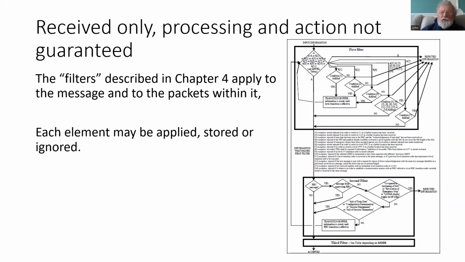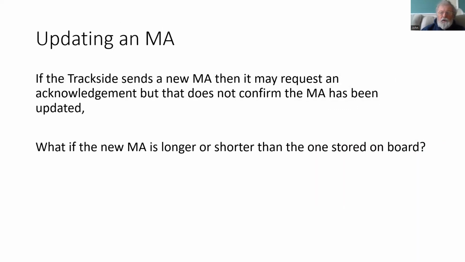So the acknowledgement message back from the onboard is not much use if we're trying to make a safety critical decision, such as shortening a movement authority. So what would happen if we update an MA? We send a new movement authority to the train. We could request acknowledgement, but it doesn't confirm that it's been processed. We need to consider what would happen if the new MA was longer or shorter than the one the train currently had stored on board.